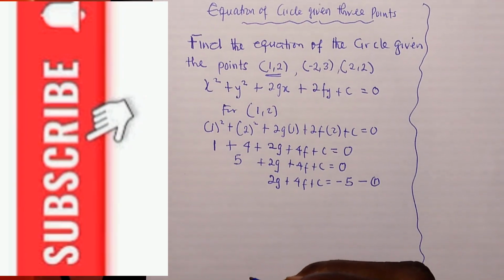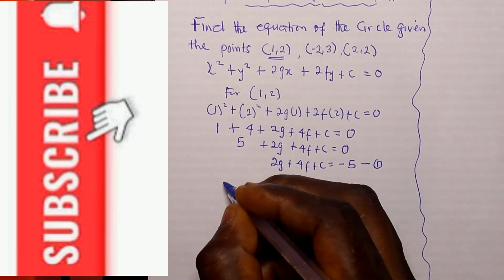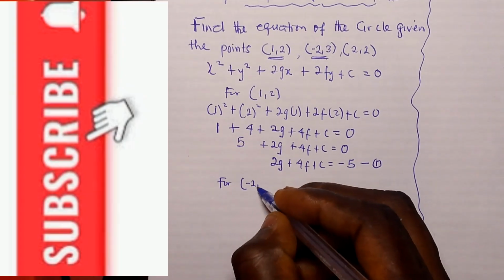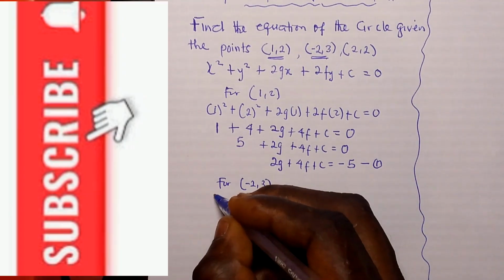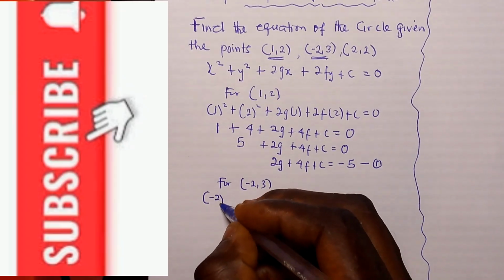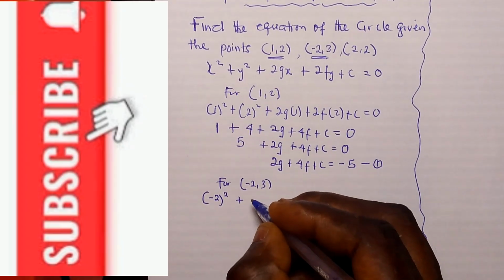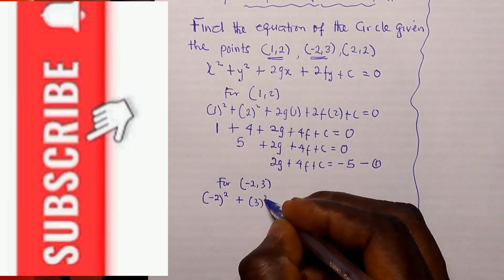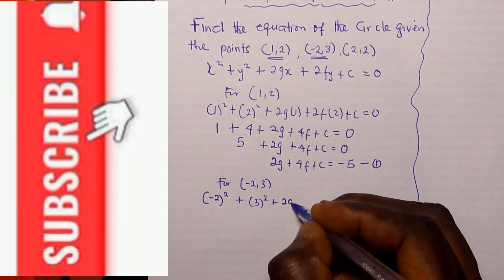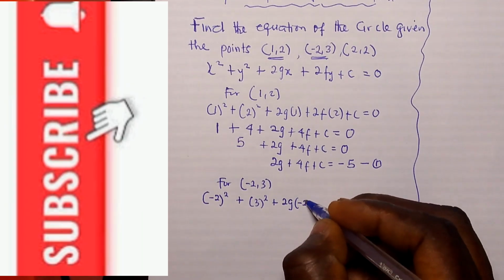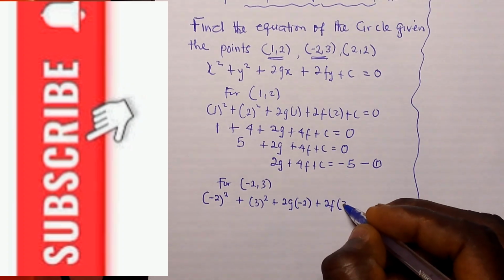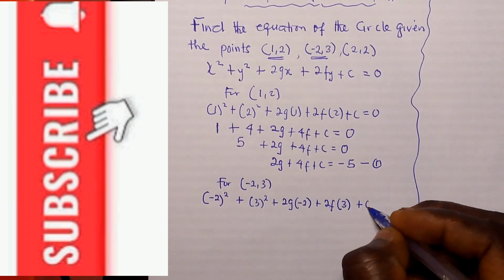Now the second equation is for the second point, which is (-2, 3). So we substitute it into the equation. You're going to have (-2) all squared plus 3 all squared plus 2g times -2 plus 2f times 3 plus c is equal to 0.